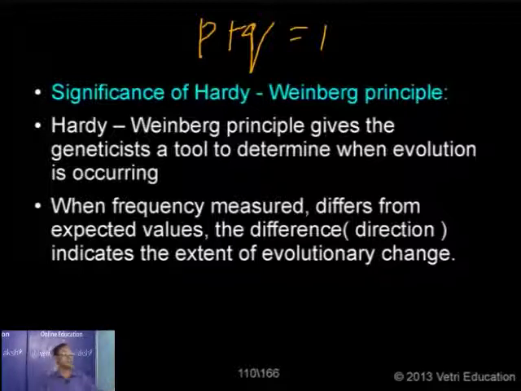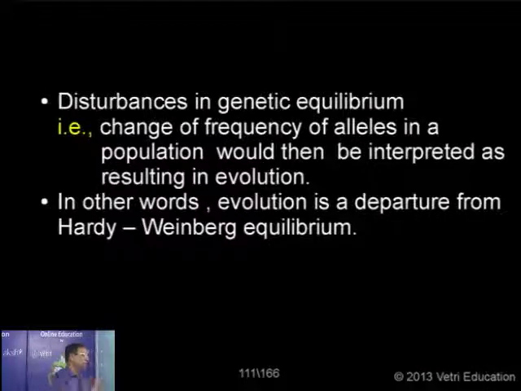So when the frequency measured differs from the expected values, then the difference in direction normally indicates the extent, the duration, or the percentage of evolutionary stage. This is number 2, the important one. Similarly, if there are any disturbances in genetic equilibrium, what will happen? A change in the frequency of alleles in a population. Then it would be interpreted as resulting in evolution.